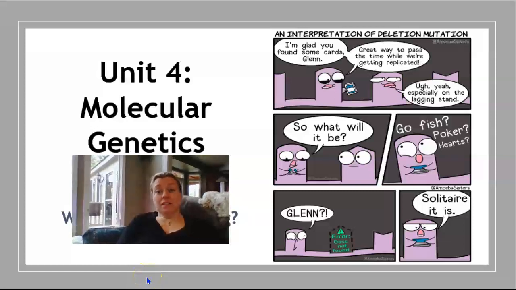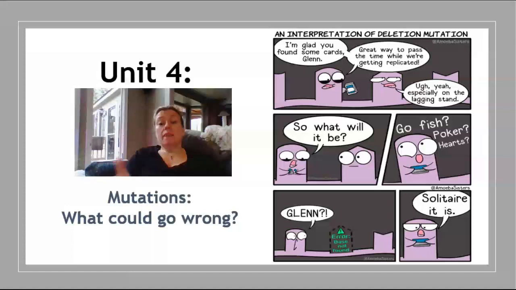Welcome to class. Today in Unit 4, Molecular Genetics, we're going to be focusing on mutations and what could go wrong in the processes we've discussed so far for protein synthesis. Just to recap, we've discussed DNA to mRNA, which is transcription, to get the message out of the nucleus. And then we've talked about mRNA to the amino acid polypeptide sequence, which is going to be the eventual protein when it's done, and that's translation, translating it from the nucleic acid language to the amino acid language.